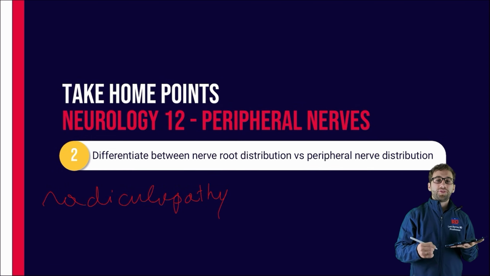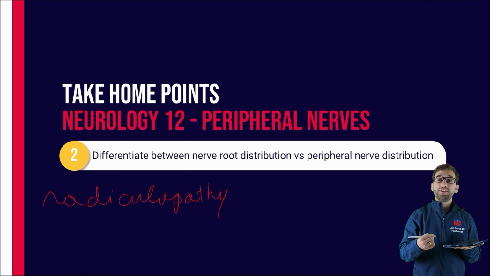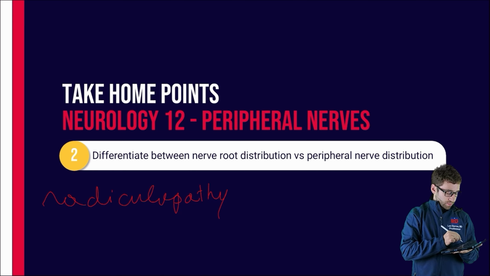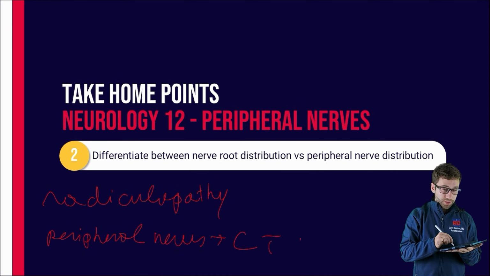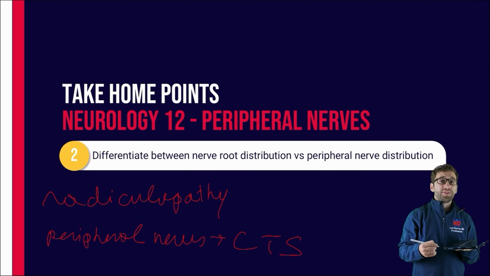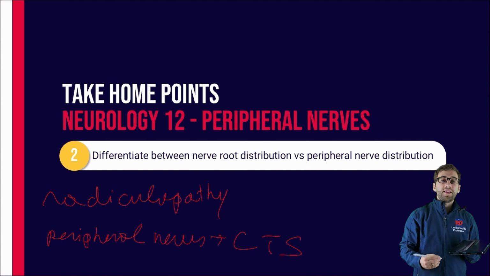In contrast, peripheral nerve distribution involves symptoms that follow the specific distribution of a peripheral nerve, which can include multiple spinal nerve roots. For instance, carpal tunnel syndrome affects the median nerve, causing symptoms in the thumb, the index, the middle, and the lateral half of the ring finger, regardless of the specific spinal nerve roots involved, which are many. Understanding these differences helps in accurately diagnosing and managing various neurological conditions.